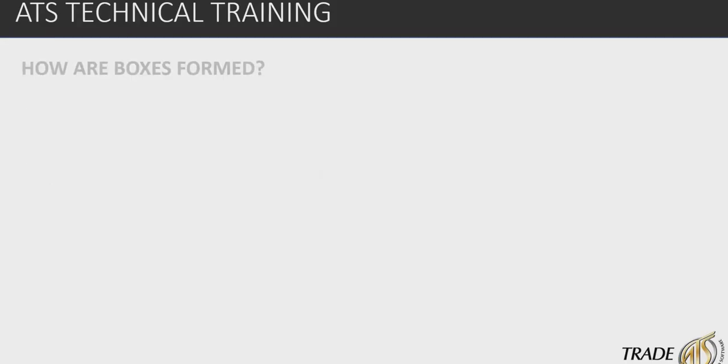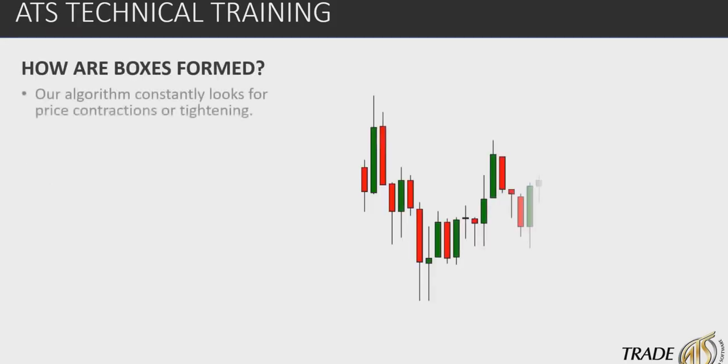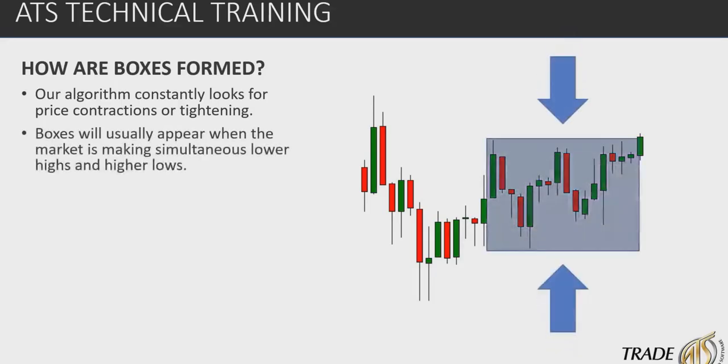So the first thing we're going to talk about is how our boxes are formed. The ATS algorithm constantly looks for price contractions, or tightening. Basically, the definition of a contraction phase in the market is a tightening of price. Our algorithm is constantly scanning the chart for that to trigger, and when it does, it will form a box. The boxes will usually appear when the market's making simultaneous lower highs and higher lows. Now, there's more that goes into it than just that, but as a general rule of thumb, when price is tightening up, you're going to expect to see a box pretty soon.